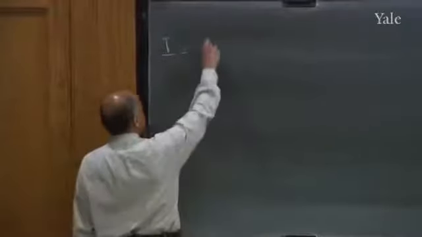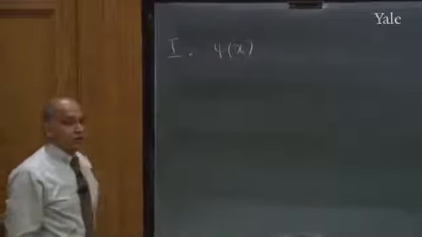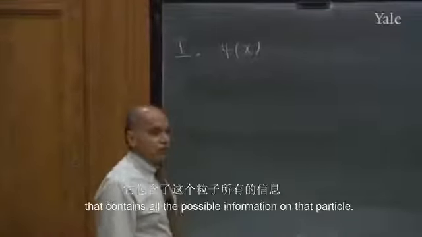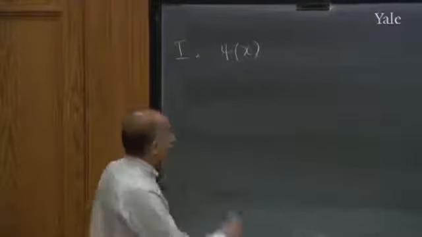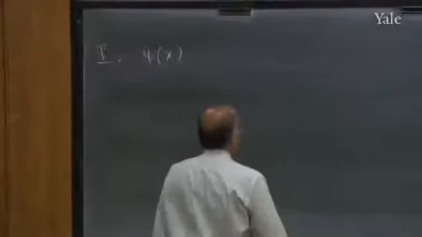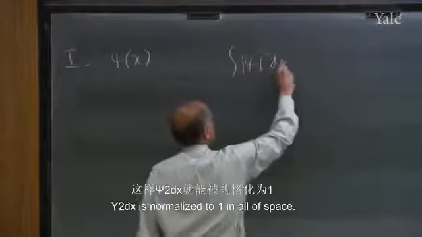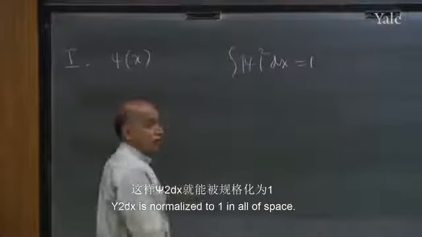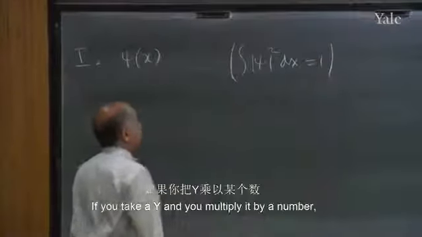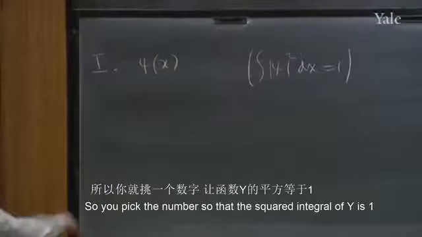So the first postulate is that every particle, this is for one dimension, one particle only, is given by a certain wave function psi of x that contains all the possible information on that particle. This is the analog of x and p in classical mechanics. And we always choose psi so that the integral of psi squared dx is normalized to 1 in all of space. That is a convention. It's not required. If you take a psi and you multiply it by a number, it stands for the same physical state. So you pick the number so that the square integral of psi is 1.